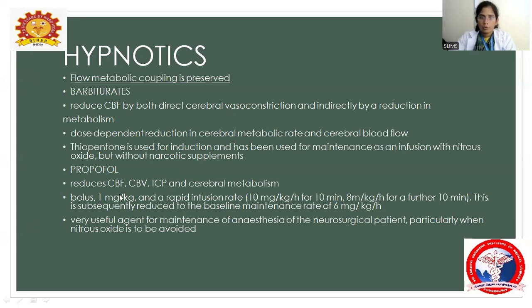Propofol also reduces blood flow, blood volume, intracranial pressure, and cerebral metabolism. So the dose is a bolus of 1 milligram per kg and infusion rate of 10 milligram per kg per hour for 10 minutes, 8 milligram per kg per hour for a further 10 minutes. This is subsequently reduced to the baseline maintenance of 6 milligram per kg per hour. So initially you start with a rapid bolus dose of 1 milligram per kg, followed by infusion of 10 milligram per kg per hour, decrease it to 8, then further reduce it to baseline of 6 milligram per kg per hour. Okay. It is a very useful agent for maintenance of anesthesia of the neurosurgical patient, particularly when nitrous oxide is to be avoided.